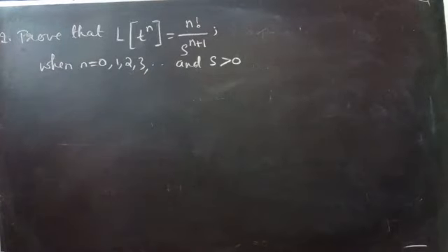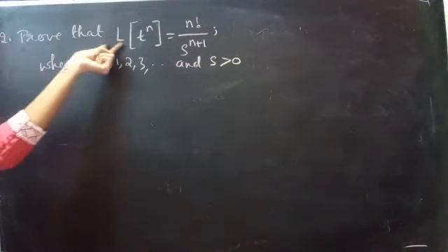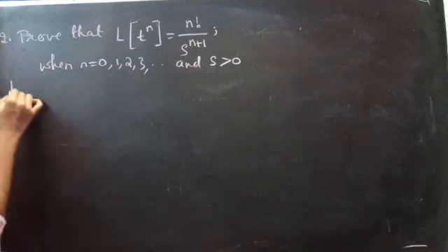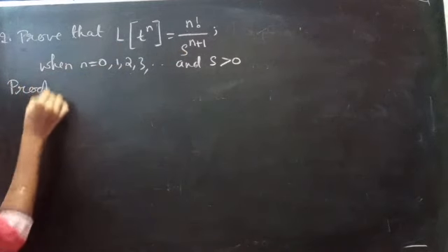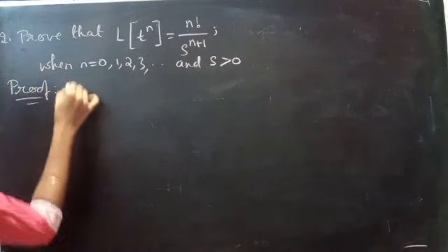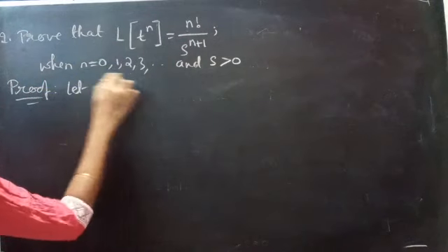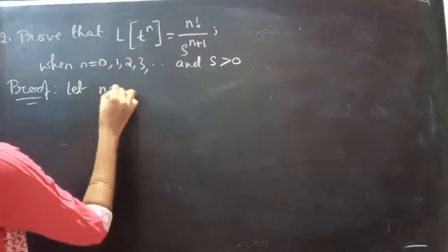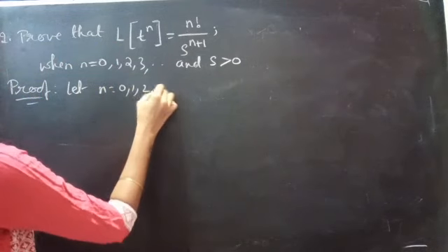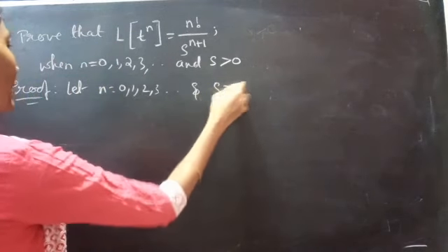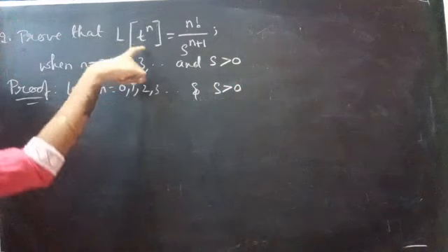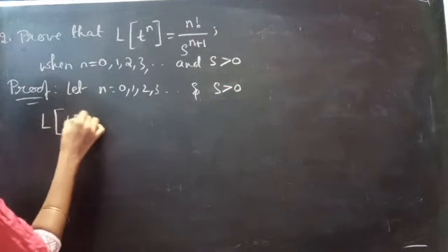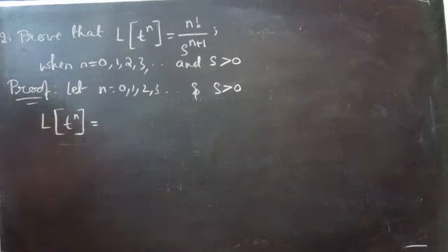Now coming to the second one. Prove that L of t power n equals n factorial by s power n plus 1. Proof. Since this is the condition given, let n equal 0, 1, 2, 3 and so on, and s is greater than 0. Now take the LHS, that is L of t power n, the Laplace transform of t power n.